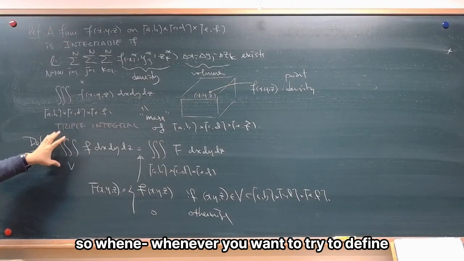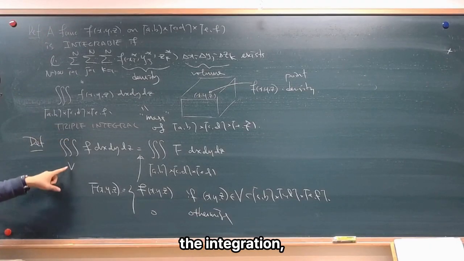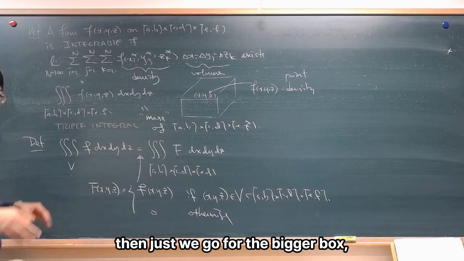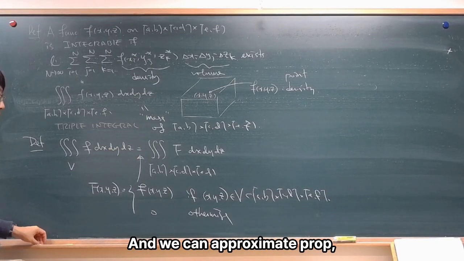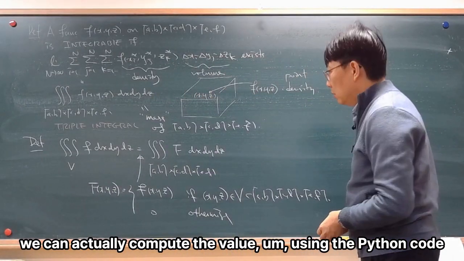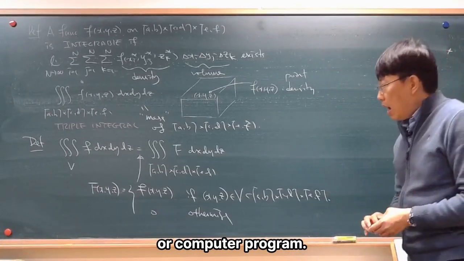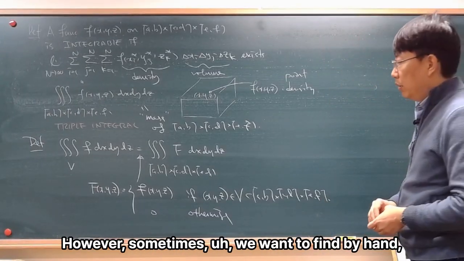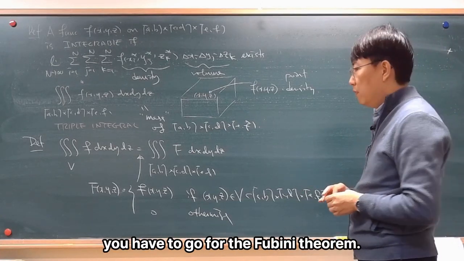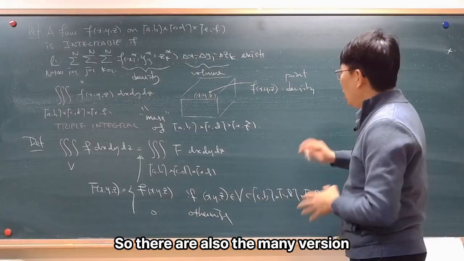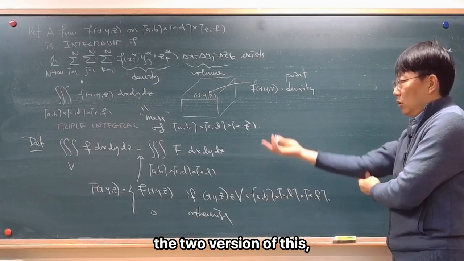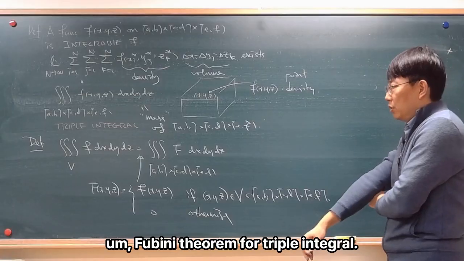So whenever you want to define the triple integration over a random shape, we just go for the bigger box and then do it. And we can approximate properly. We can actually compute the value using Python code or a computer program. However, sometimes we want to find it by hand, or we want to find the exact values, and you have to go for the Fubini theorem. There are also many versions of this Fubini theorem. I'm going to show you two versions of this Fubini theorem for the triple integral.